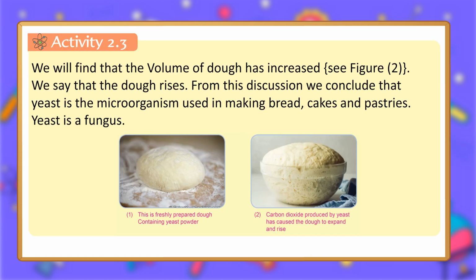We will find that: 1. This is freshly prepared dough containing yeast powder. 2. Carbon dioxide produced by yeast has caused the dough to expand and rise. Volume of dough has increased. See figure 2. We say that the dough rises. From this discussion we conclude that yeast is the microorganism used in making bread, cakes and pastries.